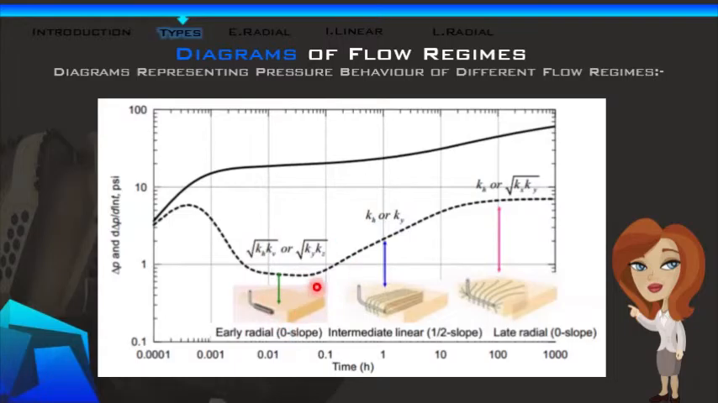We will focus on this line. For early radial, our slope is 0. You can see this is flat. Then for intermediate linear, we'll have a half slope. It's like this is 2, this is 1, so you get a half here. For late radial, you get a 0 again. The first part accounts for the wellbore radius, the wellbore storage effect.